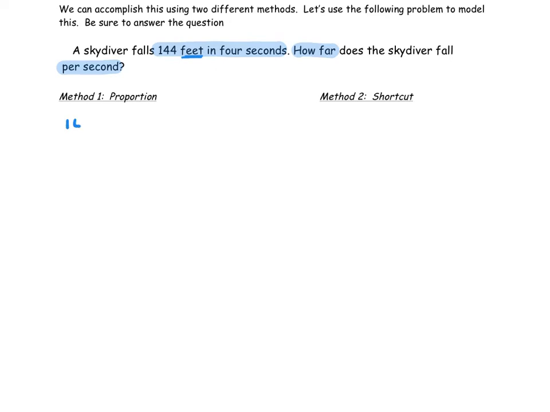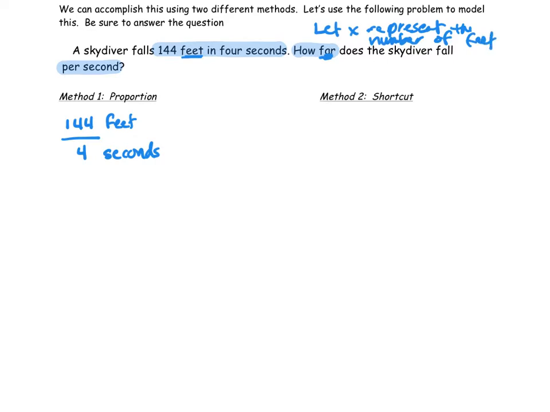I'm given 144 feet, so I want to label, just like we've been doing in our other word problems, in 4 seconds. Our variable, so I'm going to use x. I'm going to let x represent the number of feet, because it says how far. So now I know what my variable represents.